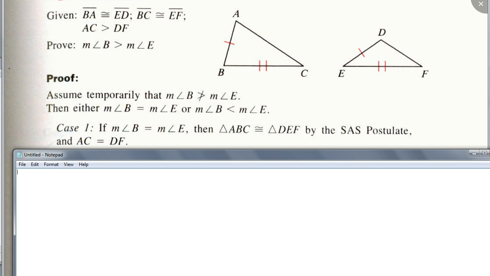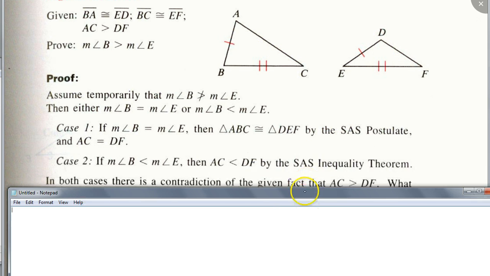Yes, AC is going to be less than DF, right? Why? Yeah, which theorem? Yeah, side angle side inequality theorem, the one that we just proved, right? As soon as B is less than angle E, we know that the side opposite of that one is less than this one.